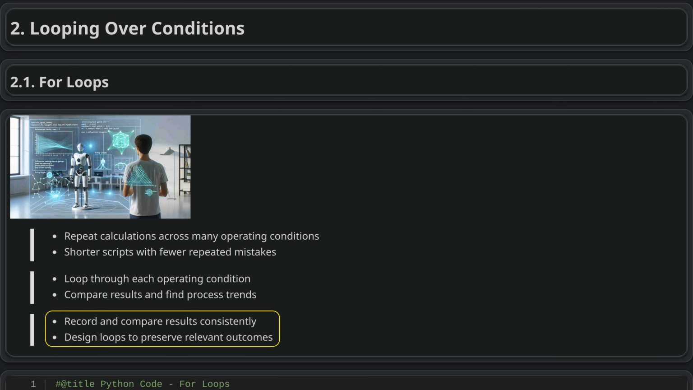For loops let engineers test many conditions in a consistent, organized way. By recording and comparing results from each run, a script becomes a simple computational experiment that can reveal better operating choices, such as improved yield or safer pressures. Careful loop design is important, so the analysis answers the right question and preserves the needed results.